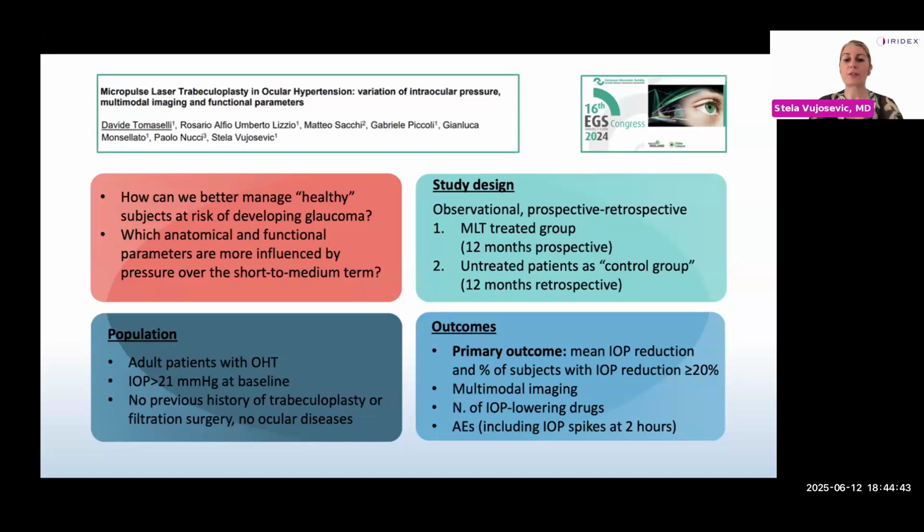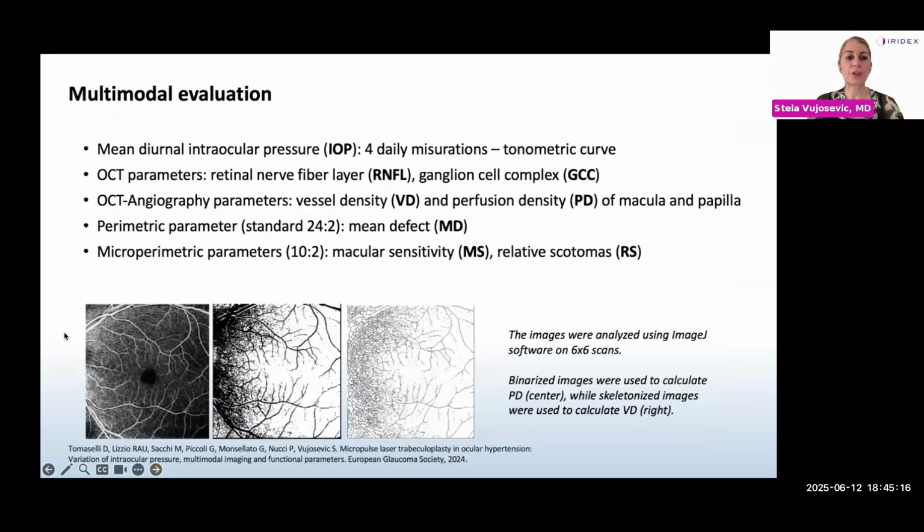So this part of the study was retrospective, but with all the follow-up. The primary outcome was the mean IOP reduction and the percentage of subjects with IOP reduction equal or superior to 20%. We also evaluated the multimodal retinal imaging, the number of IOP lowering drugs, and whether there were adverse events, for example, including IOP spikes at 2 hours after the treatment.